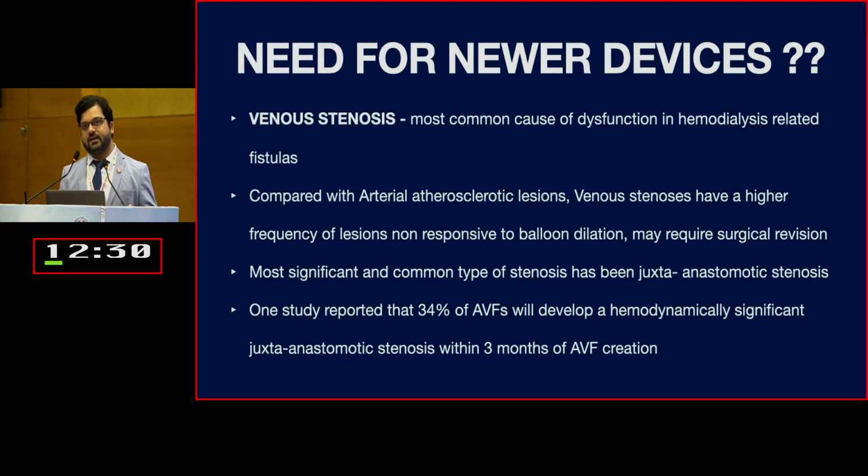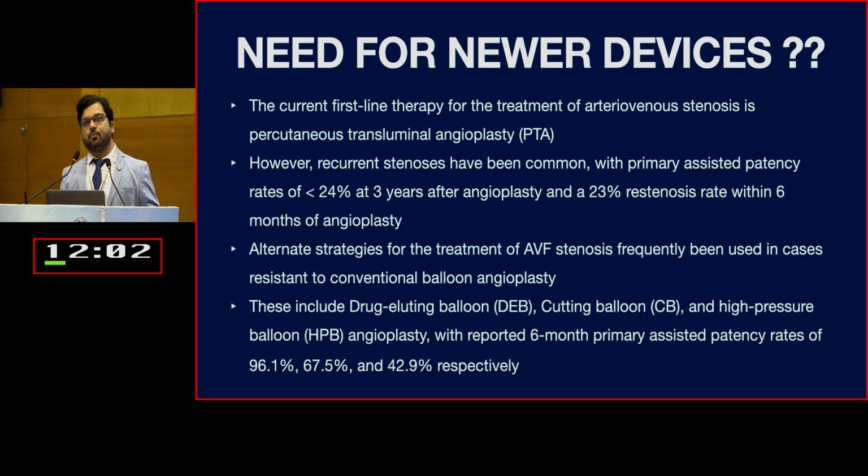So numerous endovascular options are available for treating all these stenoses. Why is there a need for newer devices? Venous stenosis is the most common cause of dysfunction, and compared with arterial lesions, venous stenoses are less responsive to balloon dilatation. The most common type is juxta-anastomotic stenosis, and there are studies which have reported that 34% of AVFs will develop a hemodynamically significant juxta-anastomotic stenosis within 3 months of AVF creation. This is a point to be noted, and most of us do not think about these things.